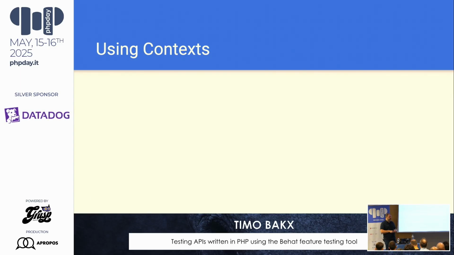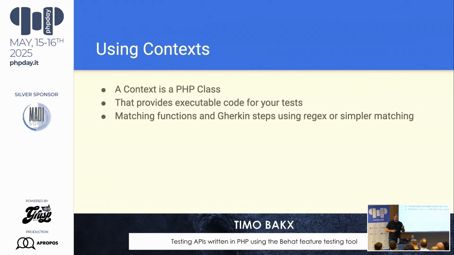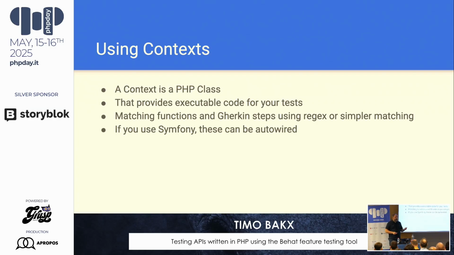Behat uses contexts to make sure that the lines of text that you write are actually executed in your test. A context file is a PHP class that provides the executable code for your test, and it matches the functions with the Gherkin steps using a regex or even simpler matching. And if you use Symfony, you can auto-wire these things, which is quite handy.